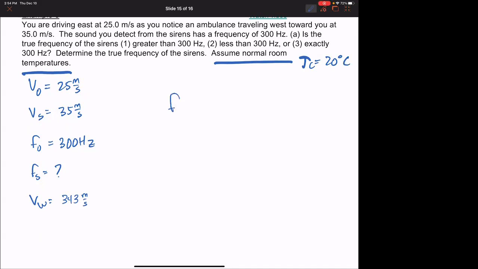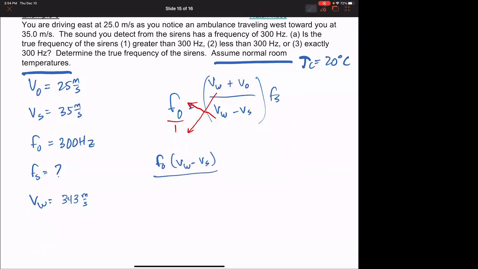So our formula, they're moving towards each other. So the frequency observed equals VW plus VO over VW minus VS times FS. Our goal is FS. So we're going to have to cross multiply. We'll pretend this is over 1. So what's on top goes to the bottom. What's on bottom goes to the top. So that gives us FO times VW minus VS over VW plus VO equals FS. Does everybody see that algebra?